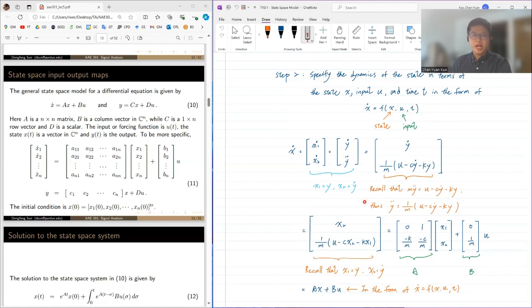Now we have obtained an expression for the time derivative of the state x dot in terms of the state x and input u. Notice that we don't see time t in the expression because this system is time invariant. And since this system is a linear system, we can further rewrite the expression in a matrix vector form as x dot equals Ax plus Bu by defining two matrices A and B.